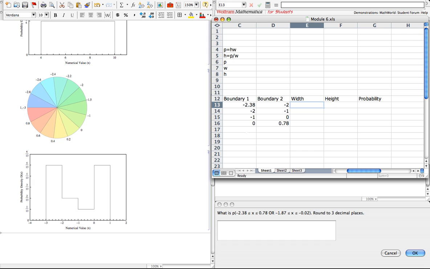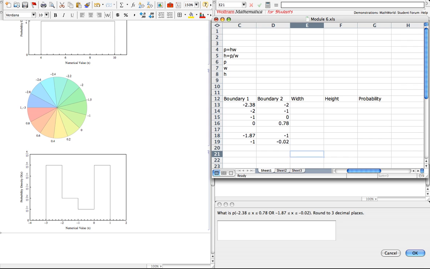Okay, so the second region that we're dealing with starts at minus 1.87. I'm just going to maybe do that here. Minus 1.87. Then it's constant from that point to minus 1. Minus 1 to 0. Or you have to go from minus 1 to minus 0.02 here.